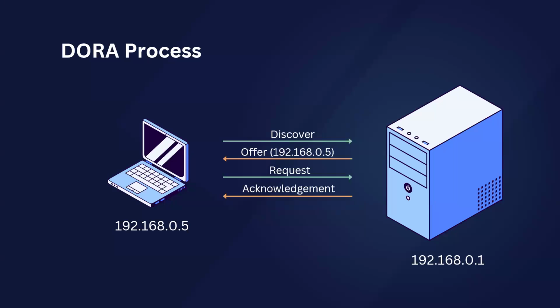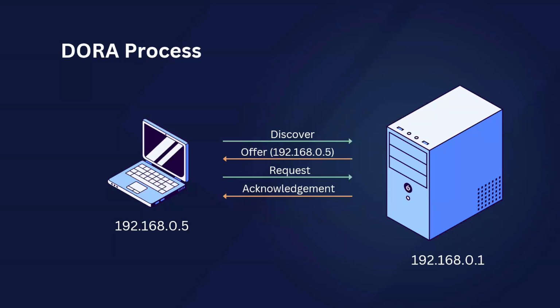And this entire procedure is called the DORA process. D for discover, O for offer, R for request, and A for acknowledgement. And I'm pretty sure you might have observed this at least once in real time. Whenever you connect your phone to a Wi-Fi router, after you enter the password and click on connect, for a very short duration, you see a message saying obtaining IP address. That is when you have entered the correct credentials, you have authenticated yourself, and then the Wi-Fi router starts communicating with your phone. It performs the DORA process and assigns a unique IP.